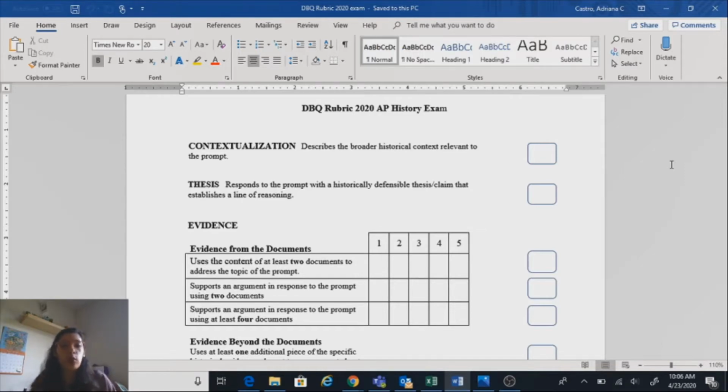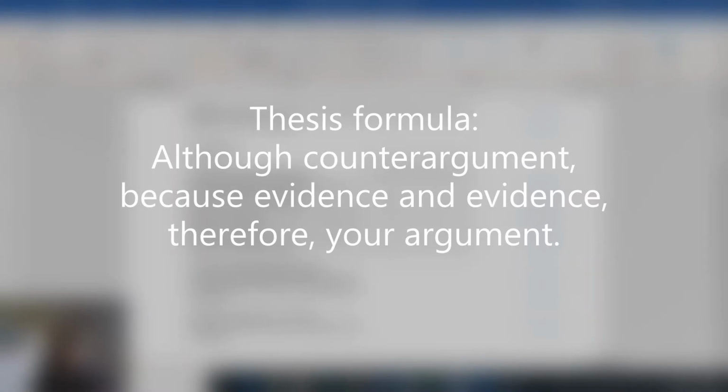Your next point is your thesis, and your thesis is just going to be the claim. So what are you arguing? How I like to write my theses is doing the although and then the counter argument, and then because, evidence, and then therefore your argument.